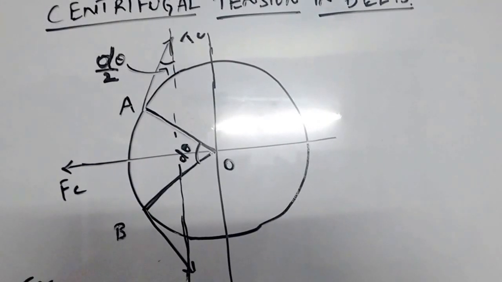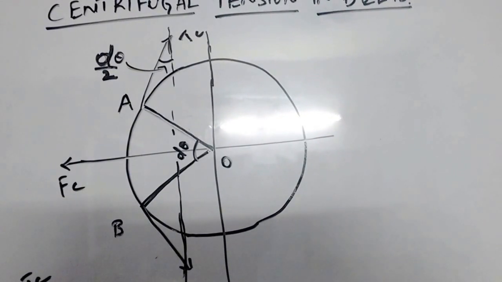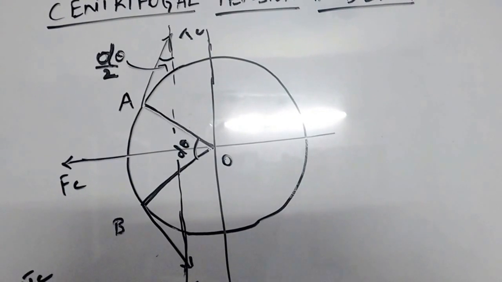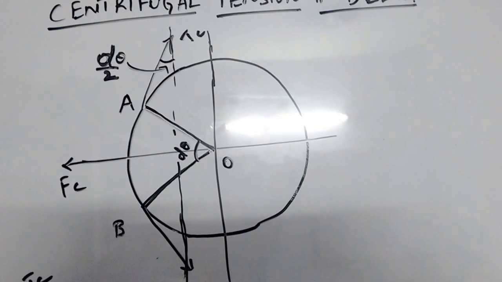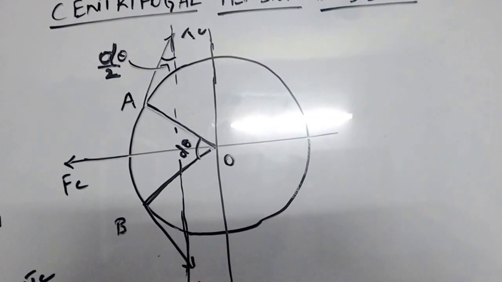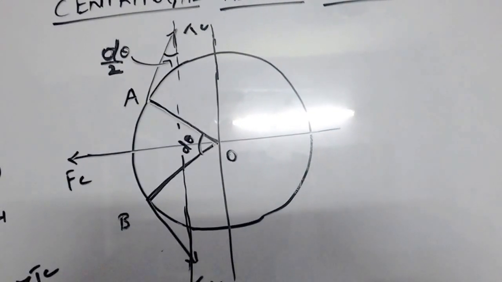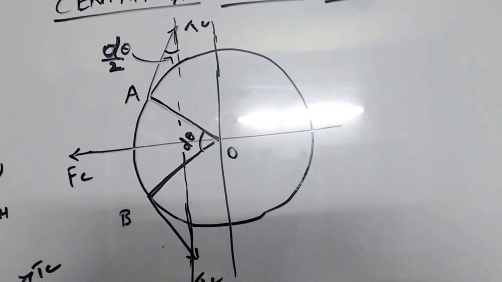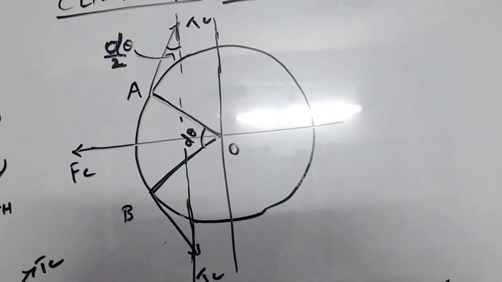We are going to discuss the centrifugal tension in the belts. If the speed of the belt is less than 10 meters per second, then the centrifugal tension induced in the belt is very small, so we can neglect it. But if the speed of the belt is greater than 10 meters per second, then the centrifugal tension induced in the belt is considerable. So if we take the effect of centrifugal tension into our analysis, we will see what happens to the equation.